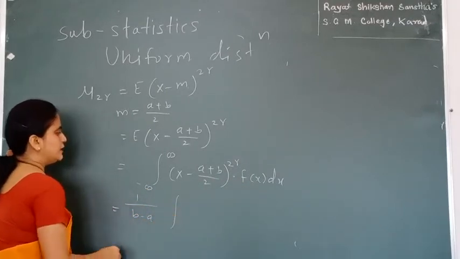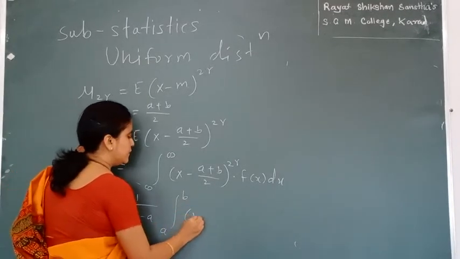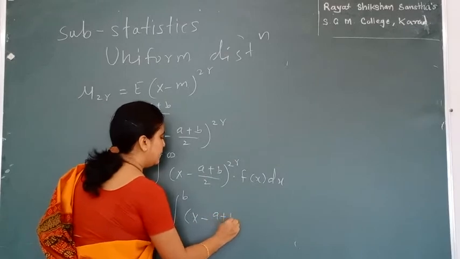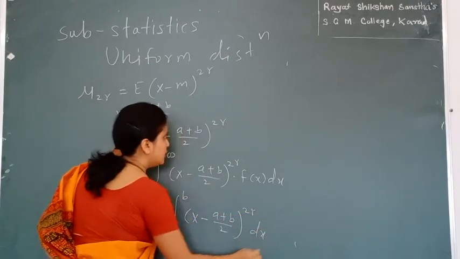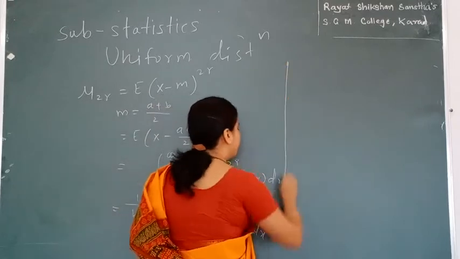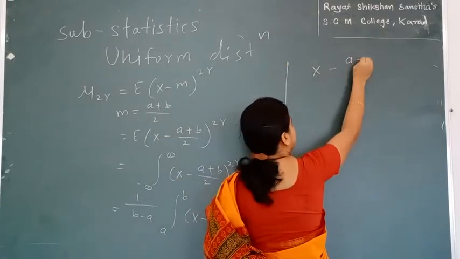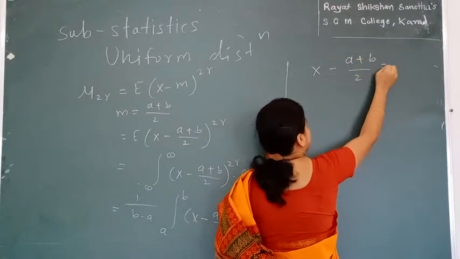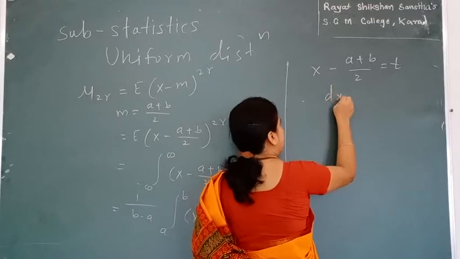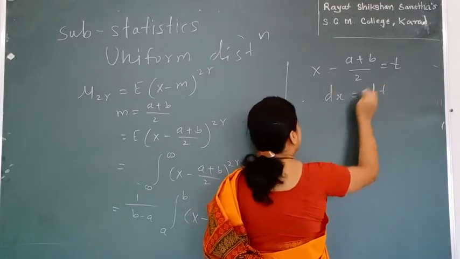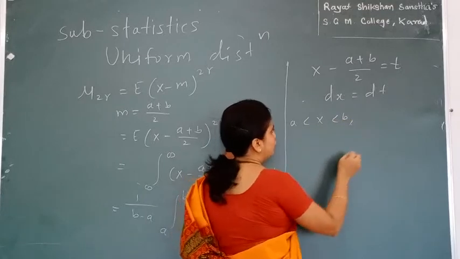1 divided by b minus a, and the range for the uniform distribution is a to b, of (x minus (a plus b) by 2) raised to power 2r dx. Simply as that of the odd function, over here also I can put x minus (a plus b) by 2 equal to t. Hence we get dx as dt, and the range is the same as that of the first problem.